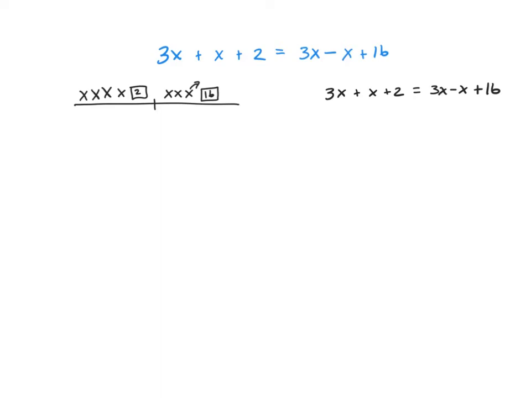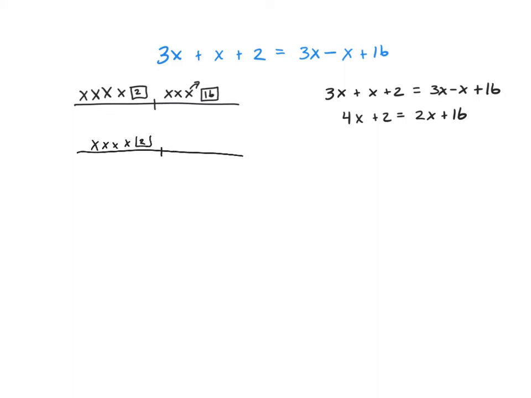But with the algebra version, we're going to combine like terms before we move on to the next step. So 3x plus x is the same thing as 4x plus 2, and 3x minus x is the same thing as 2x, and then plus 16. And you'll notice that that really is the same thing as what we have on the left-hand side, 4x and 2, 2x and 16. My next step is going to remove 2 from both sides.